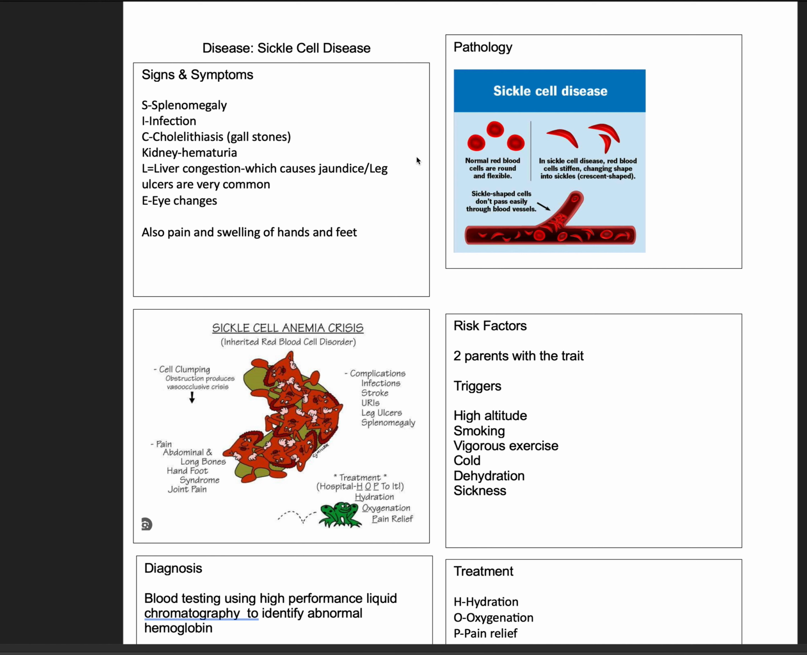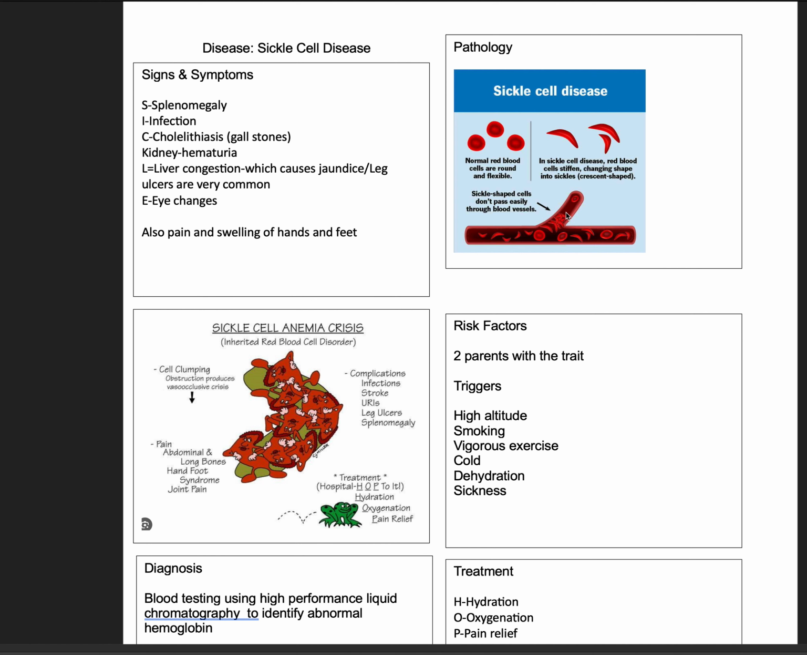But also when the blood cells lyse, that releases bilirubin into the blood, which can also cause jaundice. Leg ulcers are very common in people with sickle cell disease, and they can be very painful. When they have a sickle crisis, it's also extremely painful because, as you can imagine, when these sickled cells get congested in the blood vessels, that can be very, very painful because it's cutting off oxygen to the tissues.